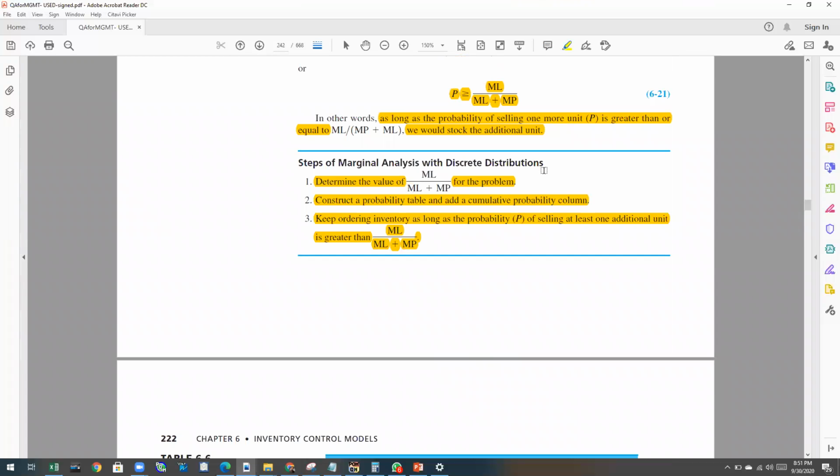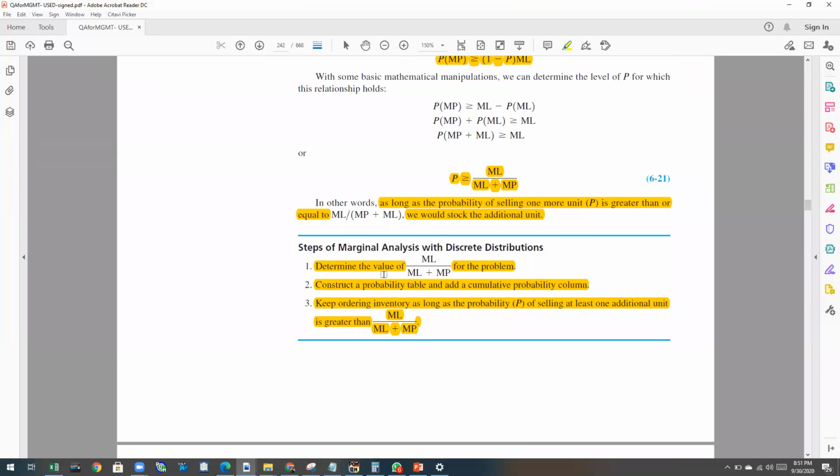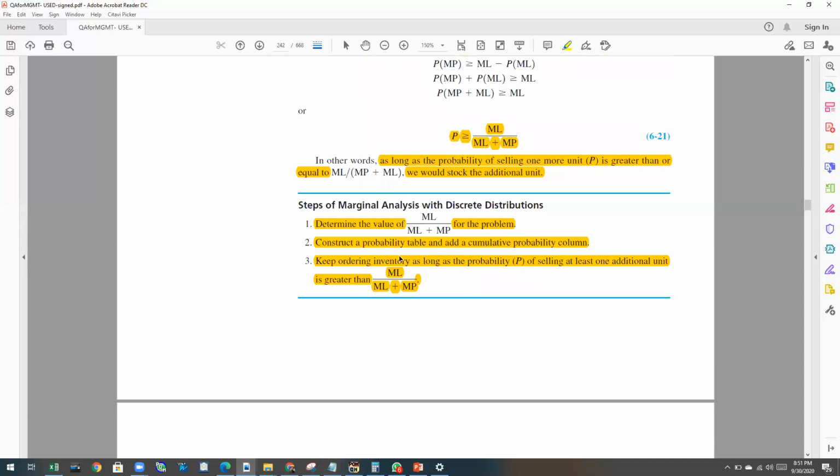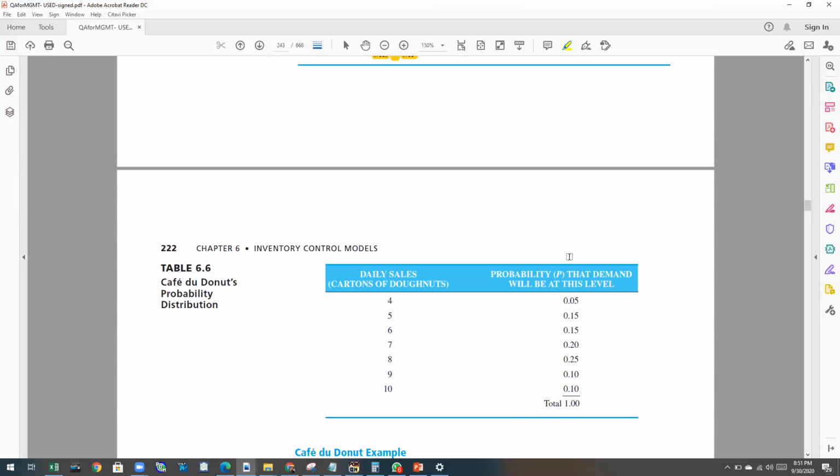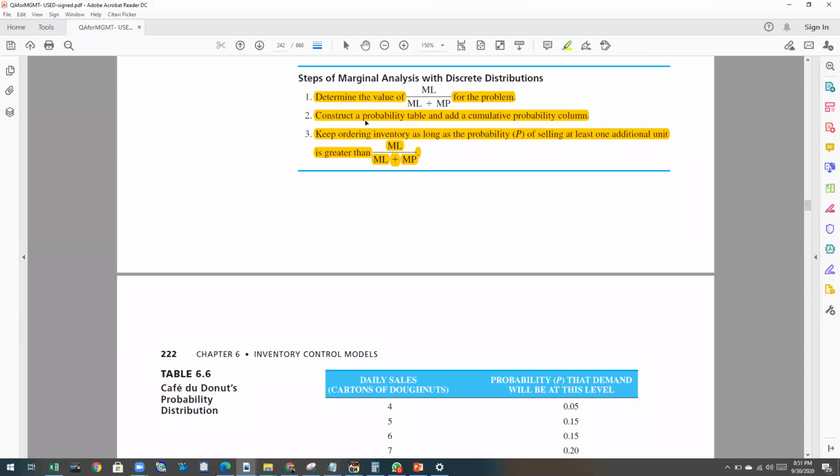There are two approaches to this: we use discrete distribution and we use normal distribution. In discrete distribution, here are the steps. Determine the value of marginal loss divided by marginal loss plus marginal profit. Construct a probability table and add a cumulative probability column. So this is the probability distribution. We need to construct another table with a cumulative probability column on this side.